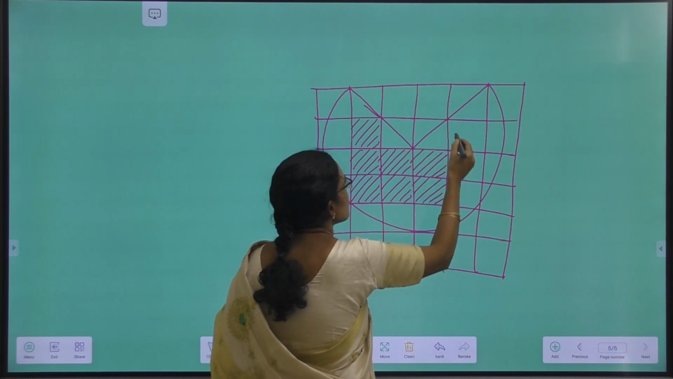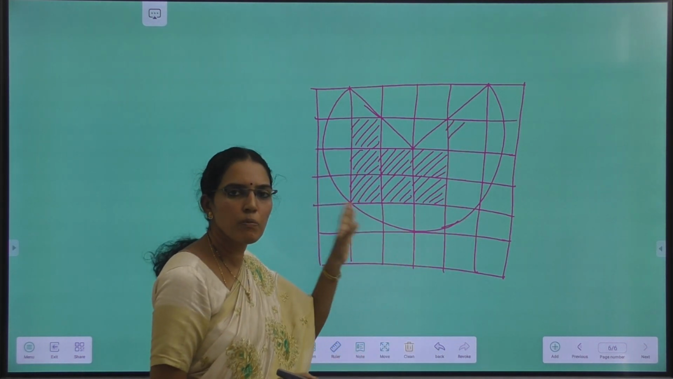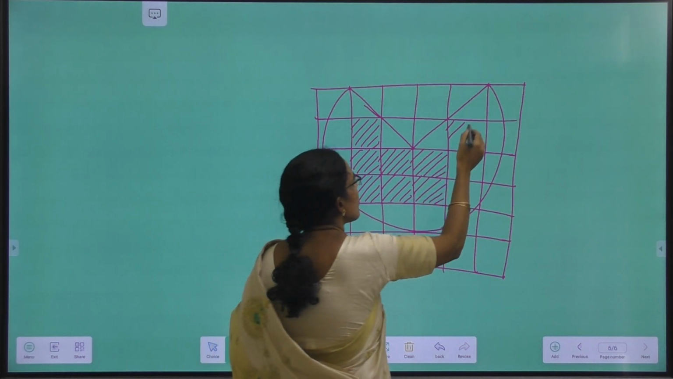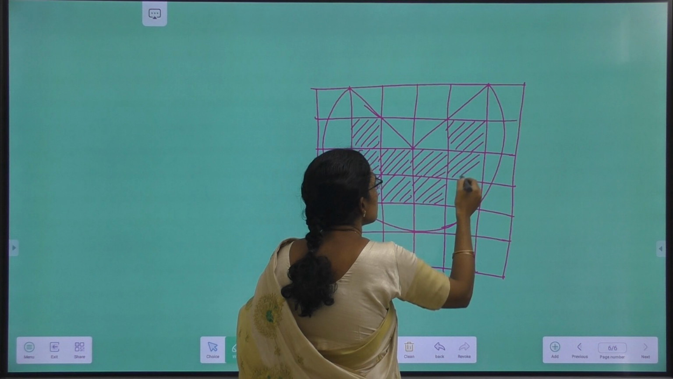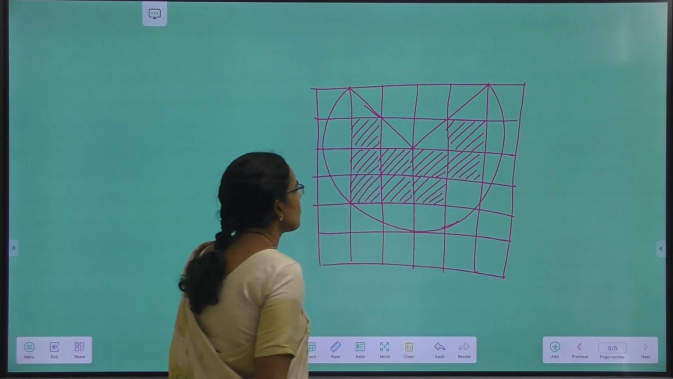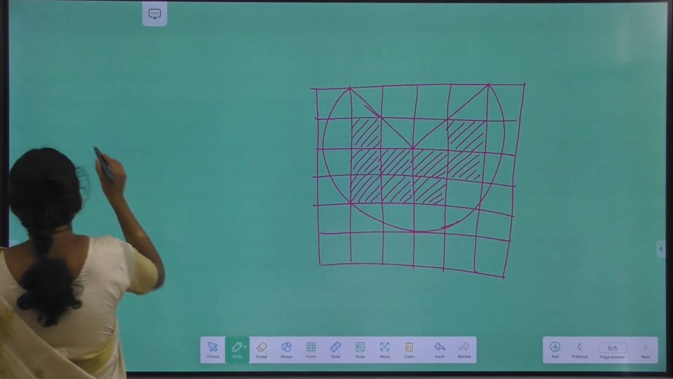For any closed figure whose area you want, first we should draw the picture or else place the picture. Draw the picture or place the picture on a graph sheet, and draw the outline of the picture. After that you find how many fully filled squares are there. Okay, these are the fully filled squares. How many fully filled squares are there?